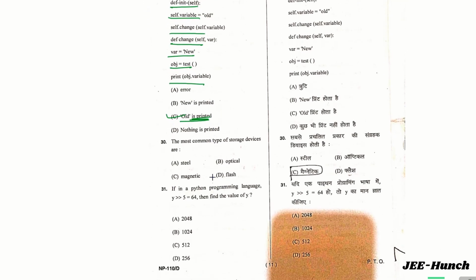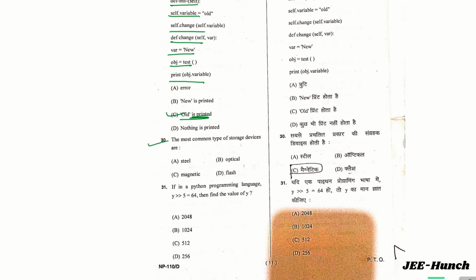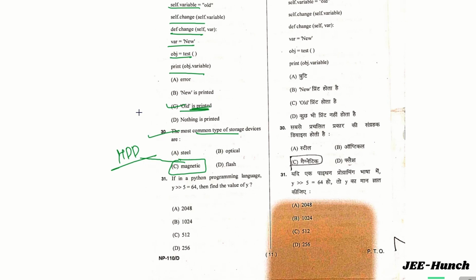Next, the most common type of storage devices are, most common type of storage devices. So here the most commonly used are magnetic tapes, like magnetic tapes and HDD, hard disk drive. Next, if in a Python programming language y is greater than 5 is equal to 64, then find the value of y. This is also like a numeric thing, but its answer is 1024.